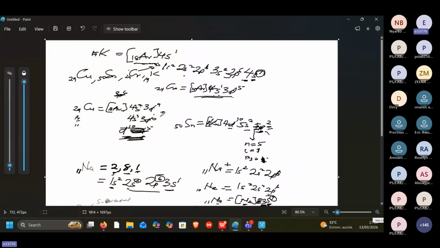Can we try one last one, then I can move on? I'll pick one at random and then we write. Let's write the electronic configuration for iron. What's the atomic number for iron? That's 26, right? So let's try the electronic configuration for the following: iron 2 plus, and then iron 0.